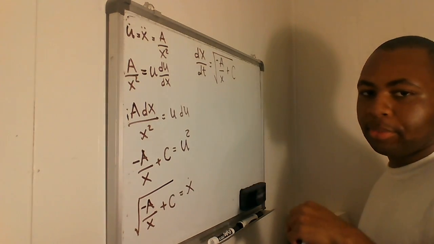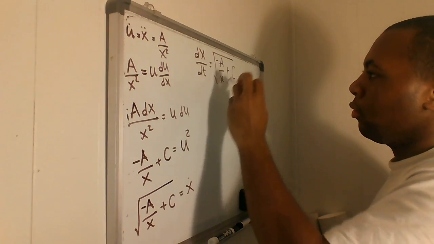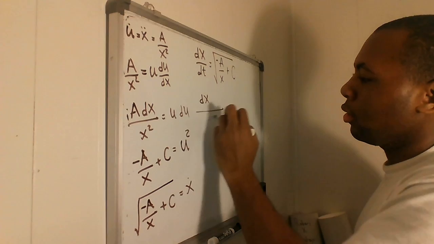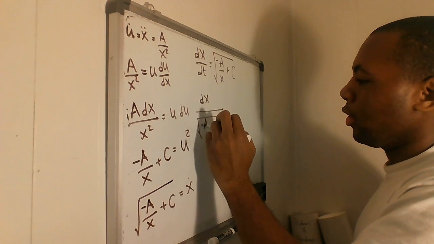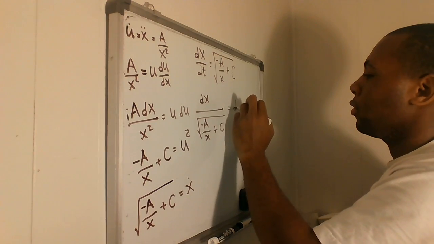Actually, what we may want to do is move this over. So I'll do that in just a minute. Separable. So you have dx over root minus a over x plus c equals dt. Yeah, I made a mistake in my notes.